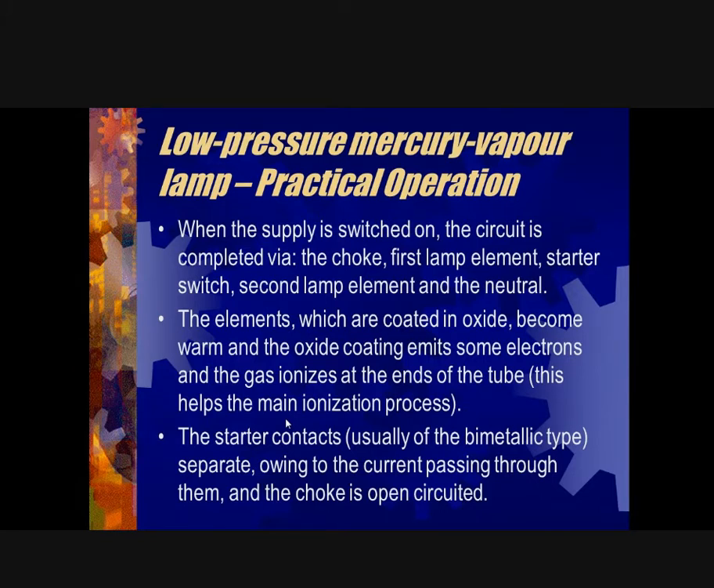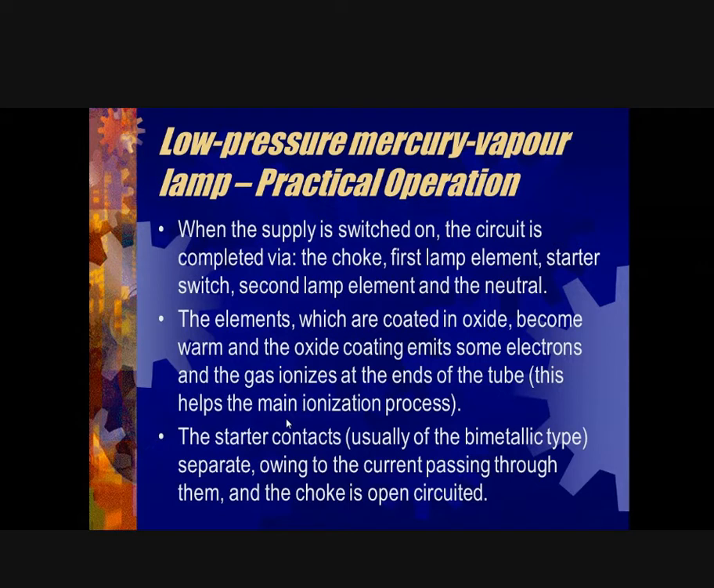Now, the elements which are coated in oxide, when you apply the voltage, start to warm up, and then they start to emit electrons. These electrons now start to ionize the gas inside the tube, the argon, the inert gas. A person might say, sir, but won't gas in the tube explode? Inert means it's non-flammable. So it will start to ignite the argon inside the tube, and that is the process through which the ionization takes place.